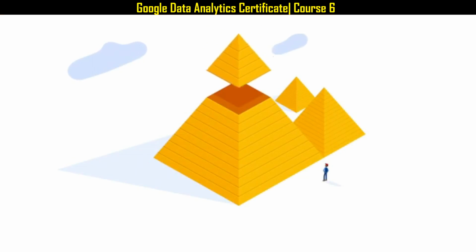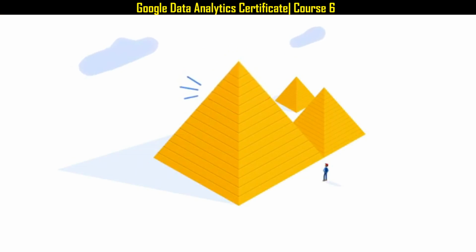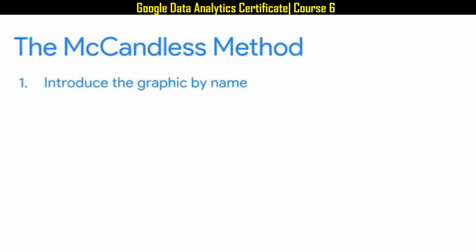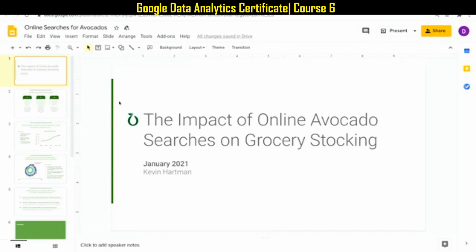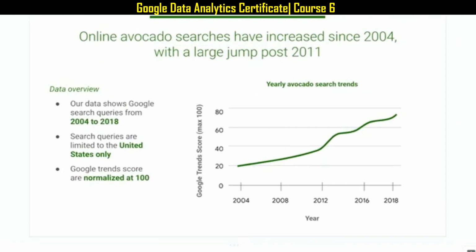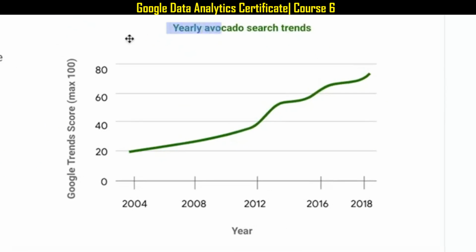The McCandless method moves from the general to the specific, like it's building a pyramid. You start with the most basic information, introduce the graphic you're presenting by name. This directs your audience's attention. Let's open the slide deck we were working on earlier. We've got the framework we explored last time in our two data viz examples. According to the McCandless method, we want to introduce our graphic by name. The name of this graph, Yearly Avocado Search Trends, is clearly written here. When we present it, we'll be sure to share that title with our audience so they know where to focus and what the graphic is all about.